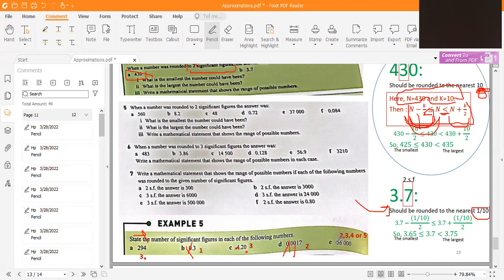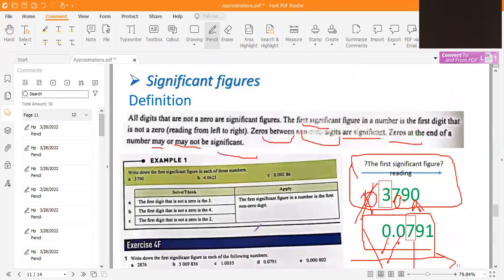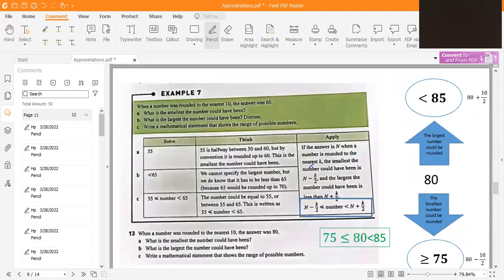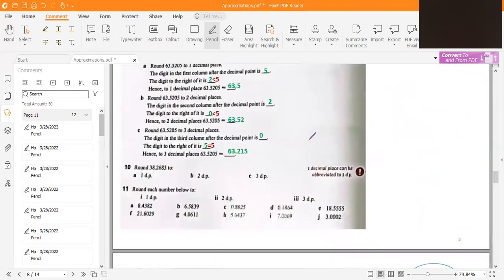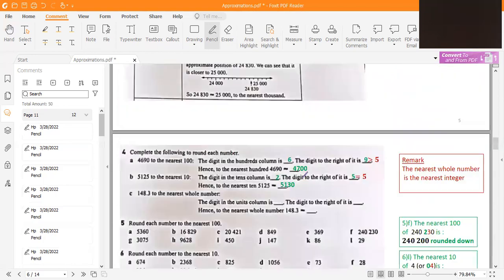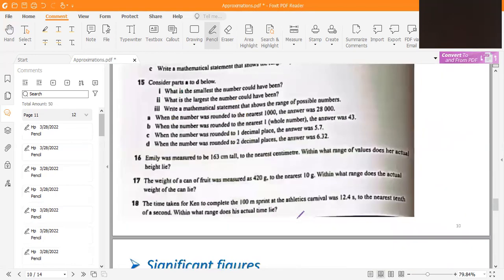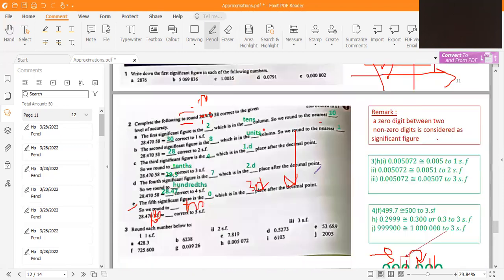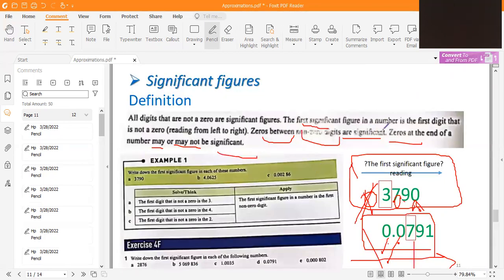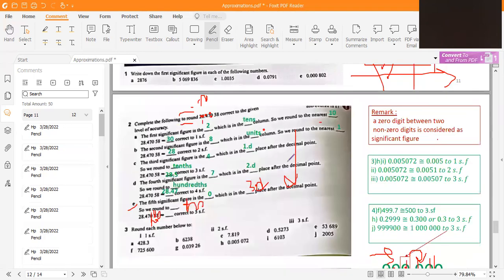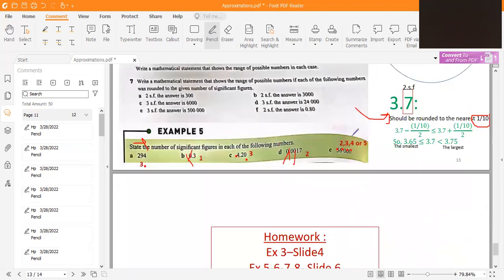Here we can have 2, 3, 4, or 5, because, as we said before in the first slide, zeros at the end of a number may or may not be significant figures. So we write here 2, 3, 4, or 5.